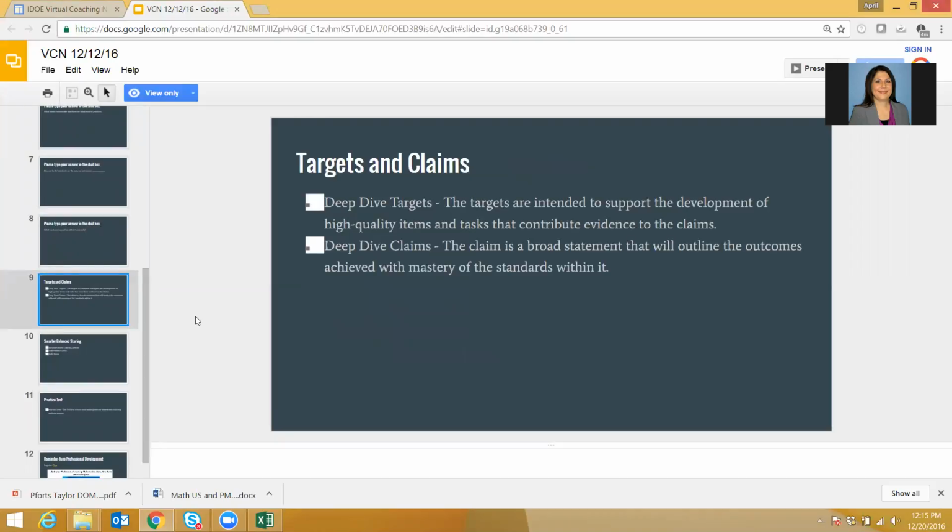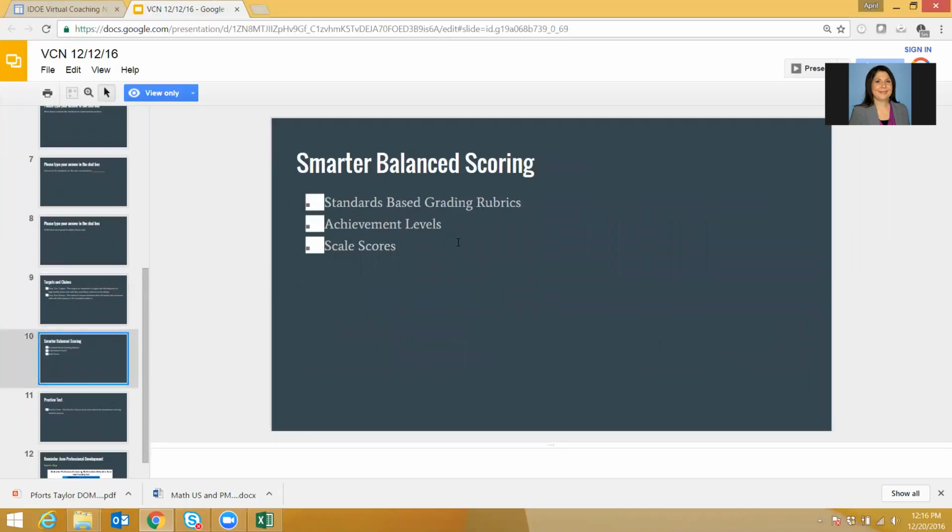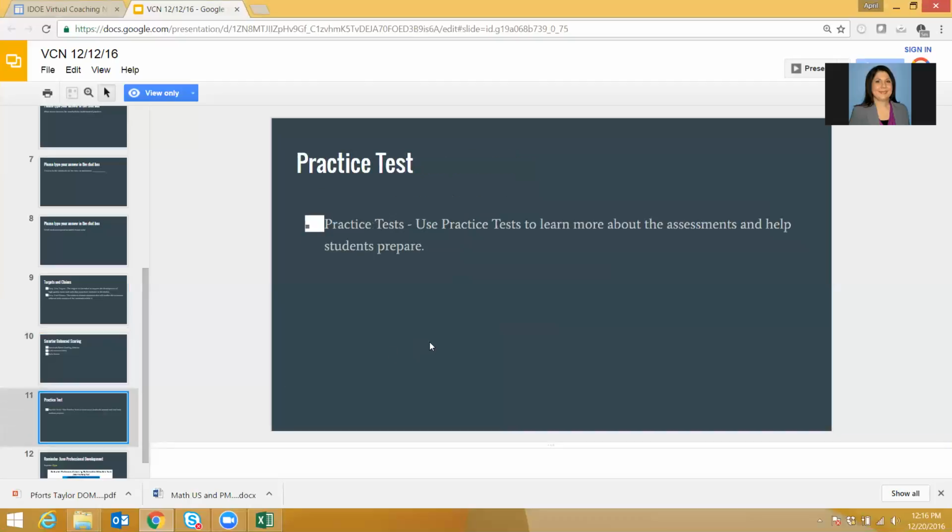Also in this PowerPoint, you will find targets and claims. We will go deeper into these in another session, but I wanted to put them out there so that if you are curious about them, you can go to them as well. All of these are hyperlinked. We do have some information about scoring, and we can go into the different scoring tools for the achievement levels and scale scores and see how that works. Another resource that might help you is to take a practice test, which might give you a sense of the rigor, the focus, and the coherence that the assessment offers.